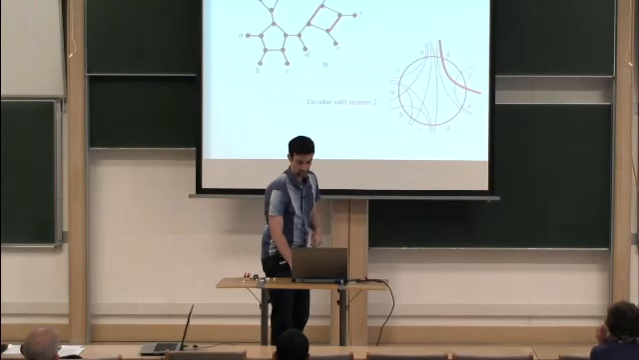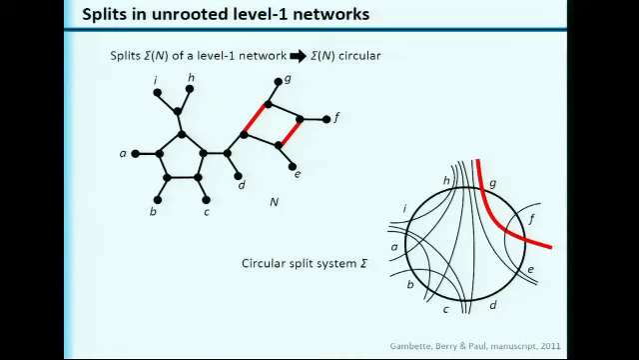And in fact, the interesting thing is that the splits of an unrooted level 1 network are circular, and also that if you have a circular split system, then there exists an unrooted level 1 network, in fact even one with only one blob, one cycle and hanging leaves, such that this split system is contained in the split system of this unrooted network.